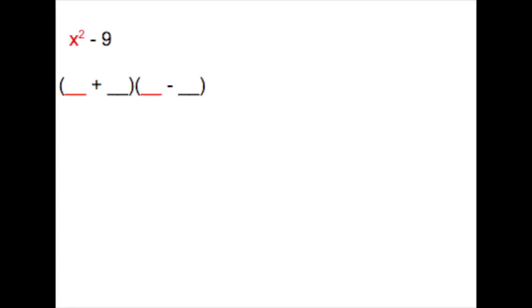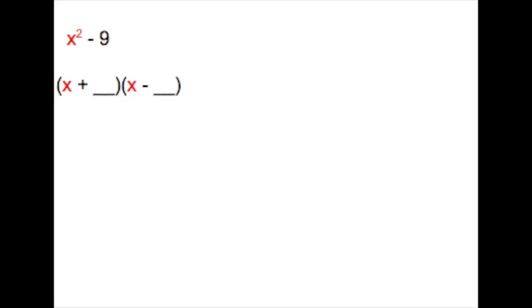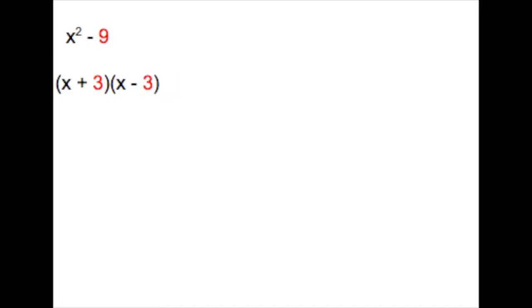The first term in each factor would be the square root of x squared, which is x, because x times x is x squared. The second term in each factor would be the square root of our second term, which is 9, which is 3, because 3 times 3 equals 9. So our two factors would be x plus 3 and x minus 3.